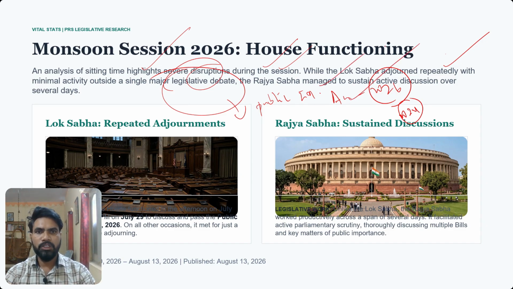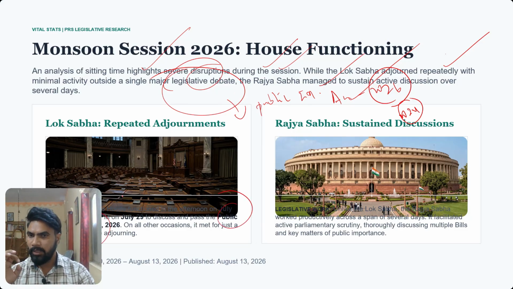Rajya Sabha managed to sustain active discussion over several days. It was possible in Rajya Sabha, but unfortunately that was not the case in Lok Sabha. Only the Public Examinations Amendment Bill 2026 was actively discussed, on July 29, after the protest at Jantar Mantar when students tried to march to Parliament. After that, the bill, where punishments for leaking public exams have been made stricter, was hurriedly introduced and passed in 3 days. Except in that case, Lok Sabha practically did not function at all, whereas Rajya Sabha was able to discuss some legislation and pass it.